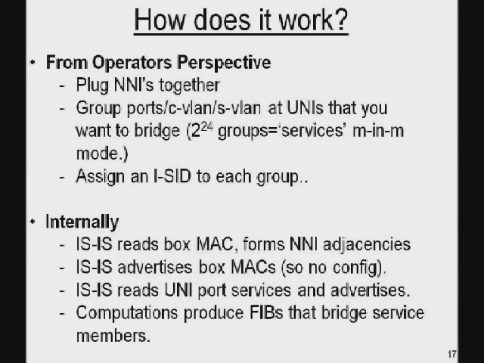And then one of the differences here is that IS-IS will then look at the assignments of services to ports. It will then advertise that information along with the topology information. So now every node in the network knows the complete topology and what services are going from where to where, and it can then compute the appropriate forwarding table entries such that those services are bridged and isolated, obviously, from non-participating members.